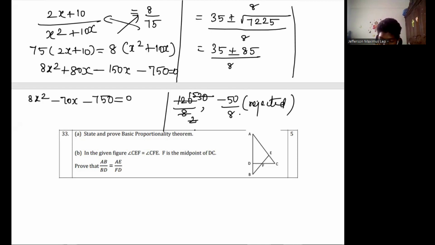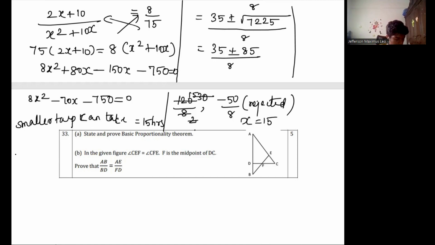Okay, 120 by 8, 3 4s are 12, 0 is a 15. So x is equal to 15. How to finish the answer? So x represents the smaller tap time. The smaller tap takes 15 hours to fill up. Okay. So the answer: the smaller tap can take 15 hours to fill the tank.